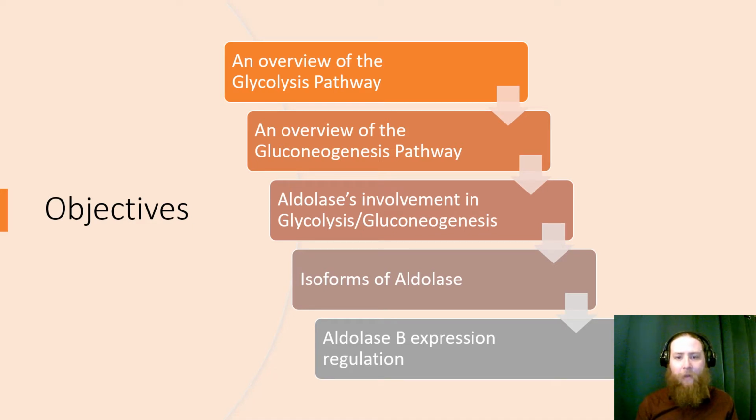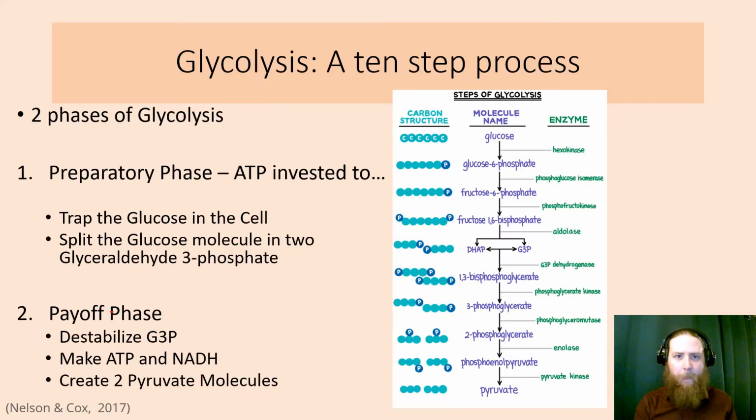We're going to talk about aldolase, which is a specific enzyme used in both processes, and its involvement in both glycolysis and gluconeogenesis. We're going to talk about the different isoforms of aldolase, and specifically isoform aldolase B and its expression and regulation. So let's begin and start talking about glycolysis.